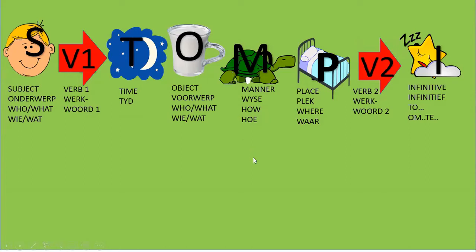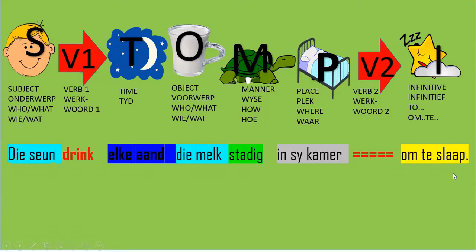How to use word order in a sentence. Hoe om woordorde in 'n sinnetjie te gebruik. Dis waarvoor ons Stompi gebruik, nê? So ons kry die S, subject, verb 1, time, object, manner, place, verb 2, infinitive. Remember this, very important. Now we have a sentence, our first sentence. So we can apply what we have learned here.